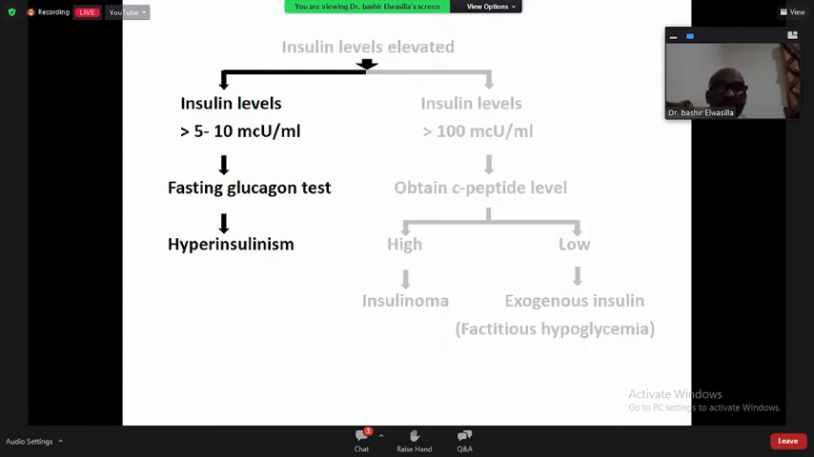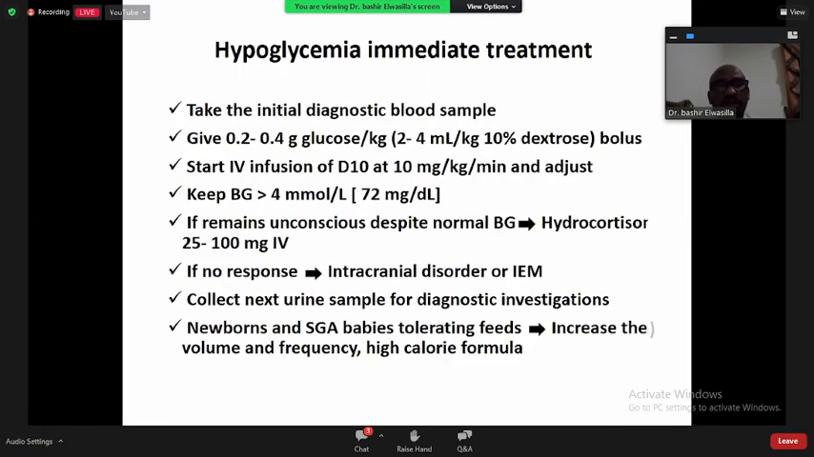So, there are some important points about immediate hypoglycemia treatment. You have to take the initial diagnostic blood sample before you go through correcting the glucose level, and you have to give 0.2 to 0.4 gram per kg of glucose, which is almost equal to 2 to 4 ml per kg of 10% dextrose. This is a bolus, which is given slowly over 4 to 6 minutes.